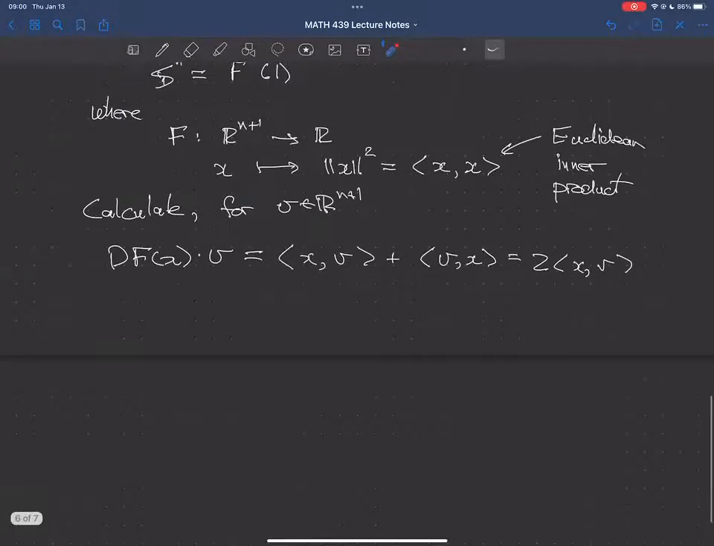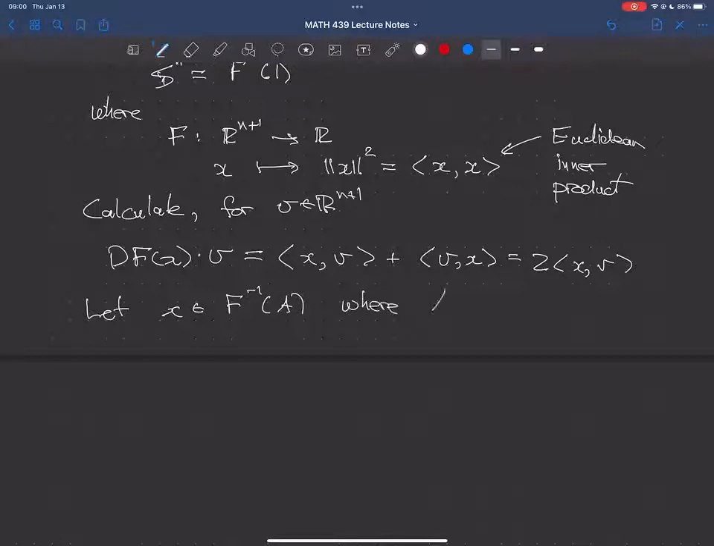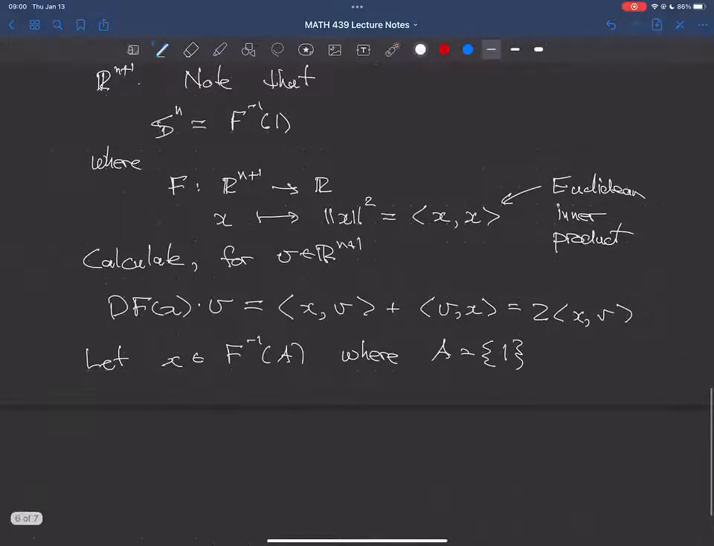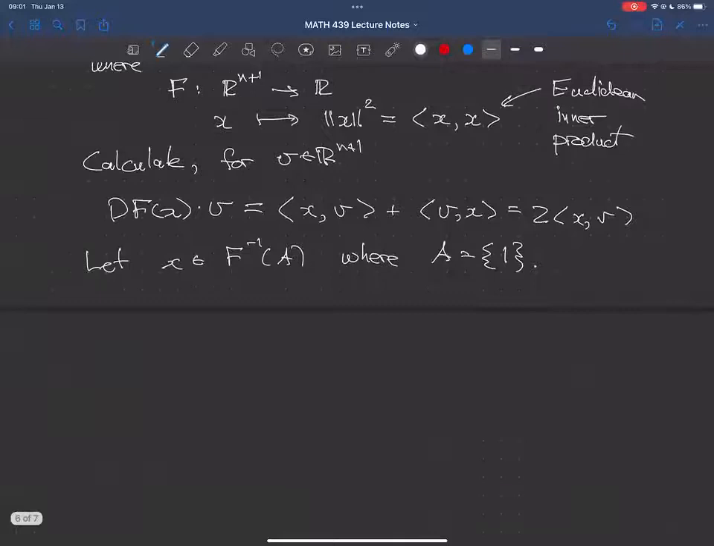All right, so let x be in the pre-image, and here I'm going to take A to simply be the set {1}, because of this fact. So what I need to show is that the derivative, as I've calculated it here, is onto.